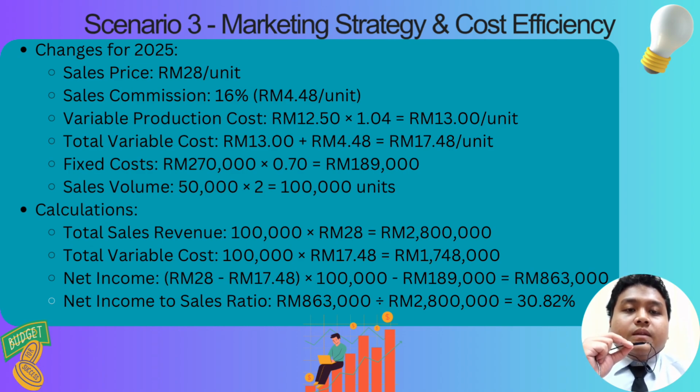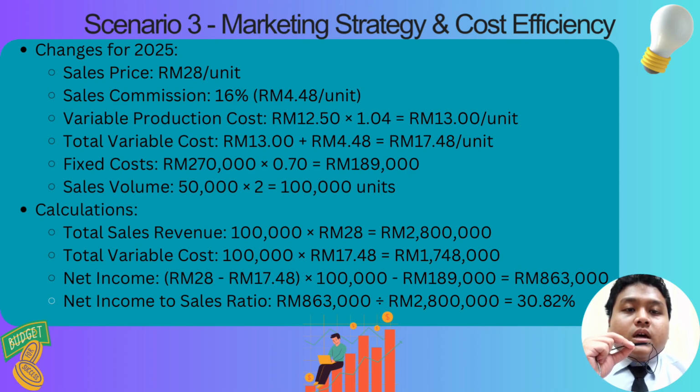For the fixed cost, we are slashing expenses by 30% through smarter budgeting, particularly in digital marketing. This reduced fixed costs from 280,500 to 270,000 ringgit. The net income is 189,000 ringgit. Now, with 100,000 units sold at 28 ringgit each, total sales revenue is 2,800,000 ringgit.